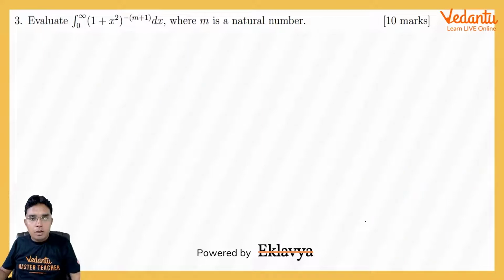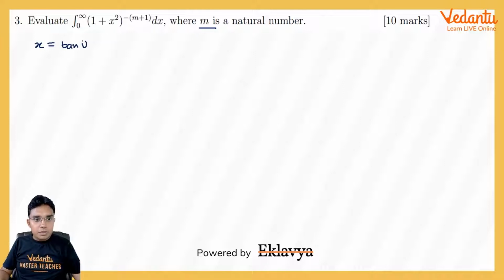Coming to question number 3, we have to find this definite integration from 0 to infinity of (1 plus x square) raised to the power minus (m plus 1) dx, where m is a natural number. To do this question, we can put x is equal to tan theta, a very standard substitution in such types of questions. Then the lower limit will be 0 and the upper limit will be pi by 2. When x is 0, theta will be 0. When x approaches infinity, theta approaches pi by 2.